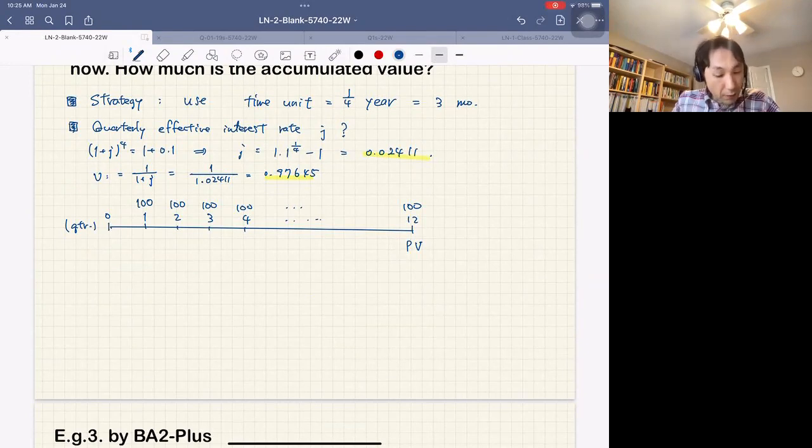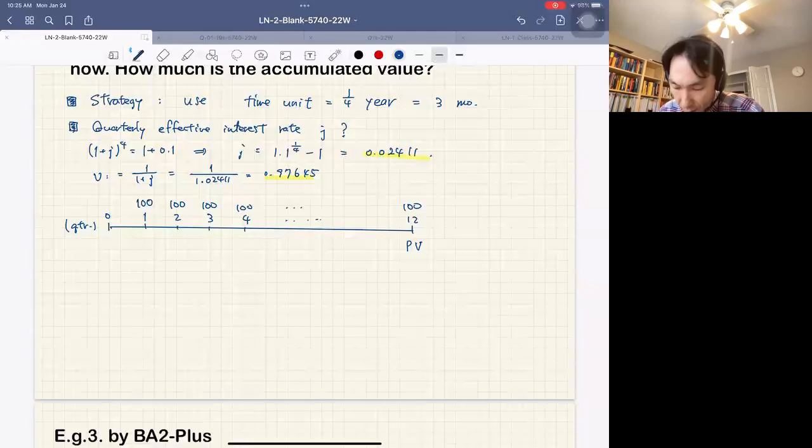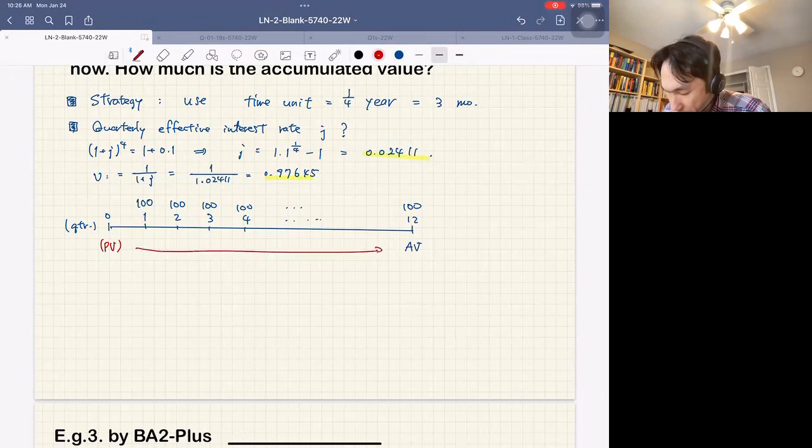There are several ways to calculate this. We have calculated the present value first, then the accumulated value. So maybe we can calculate the present value and then translate it into the accumulated value. Just evaluate all cash flows at time 0, and after that we can calculate the AV. What's your guess on the accumulated value?